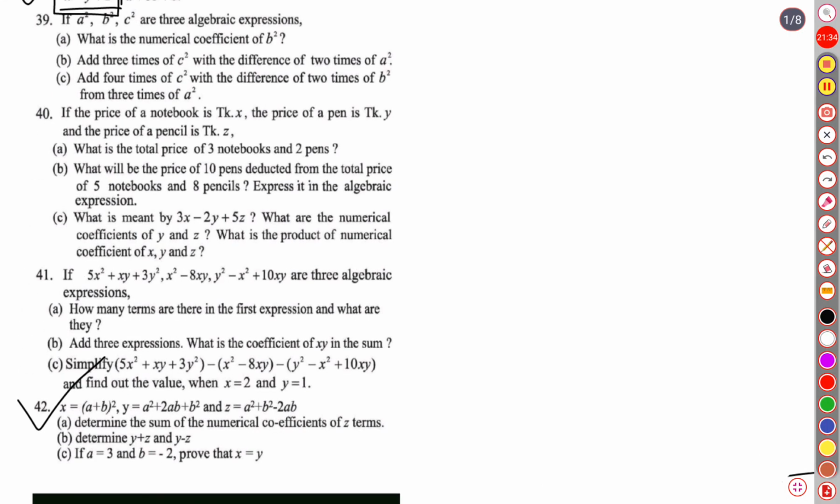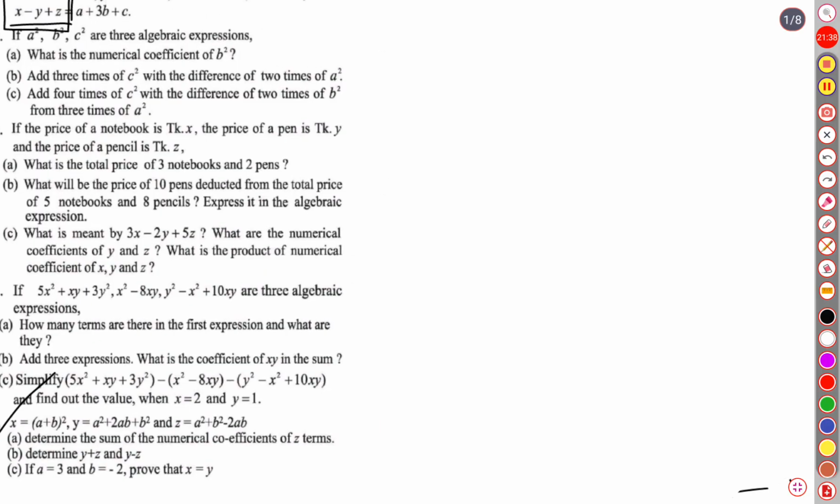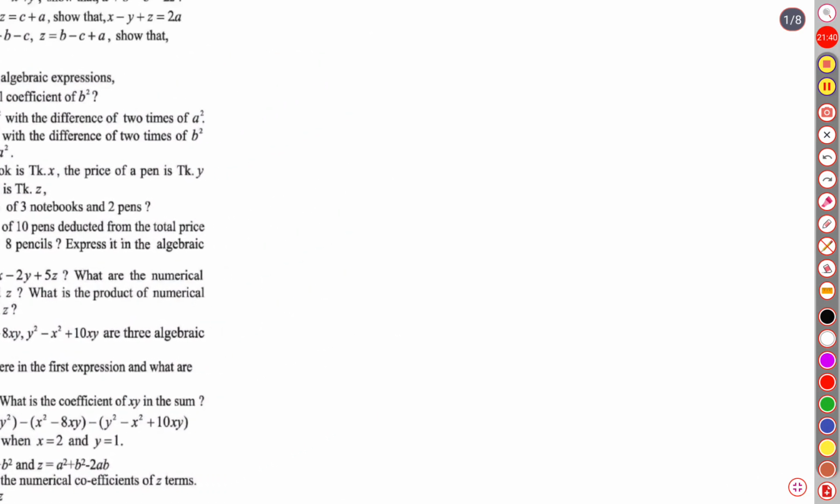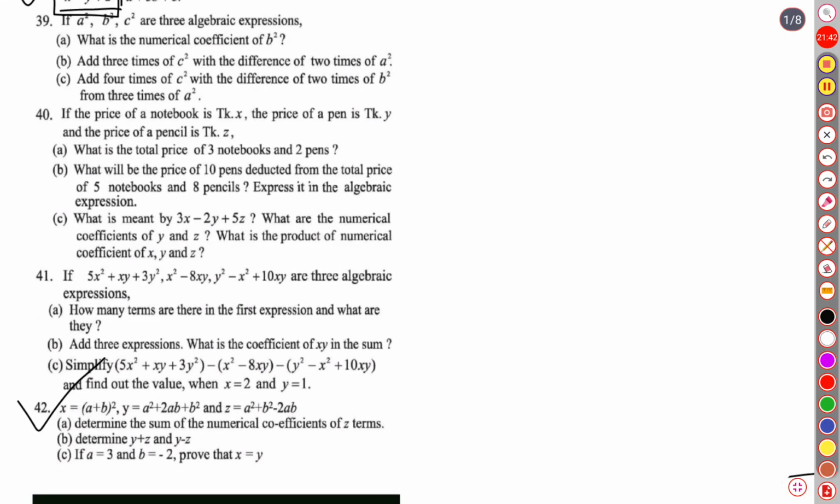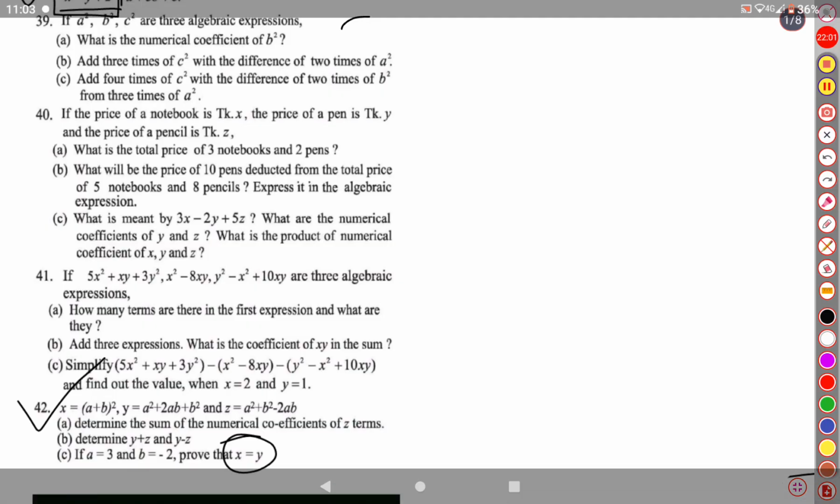If a is equal to 3 and b is equal to negative 2, prove that x is equal to y. So we will prove that x equals y. As this is an equation, there are two sides, left side and right side. Both the answer and questions are given. We will have to just do working to show it correct. So, we will start with the left hand side.